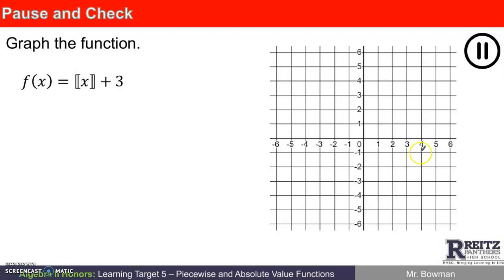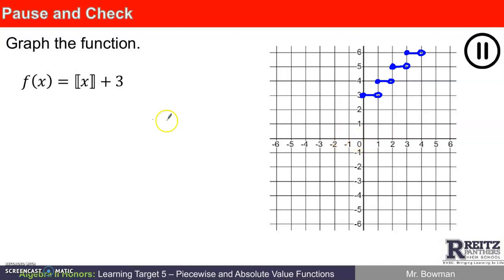Let's talk about it. When x is between 0 and 1, the greatest integer function value is 0, and 0 plus 3 is 3. So for all of these x values, I need y equals 3. From here to there, not including that last point, between 1 and 2, the greatest integer function value will be 1, and 1 plus 3 is 4. Between 2 and 3, this should give me 2, and 2 plus 3 is 5. Between 3 and 4, this is 3, so I need 6. Do you see what that plus 3 did to our graph?